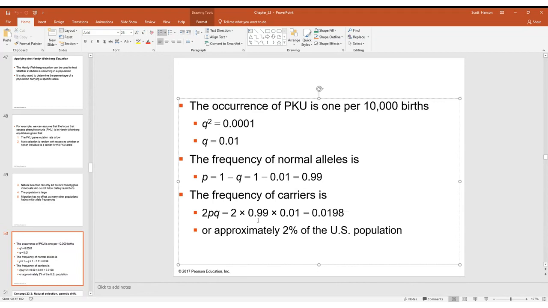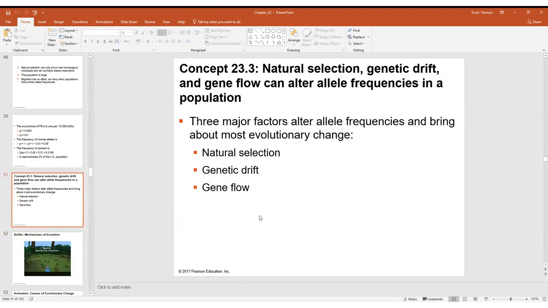So that's a really good example then of how to use the Hardy-Weinberg equation to figure out the proportion of different types of individuals in a population for some certain gene or some certain locus. So now let's go on then.